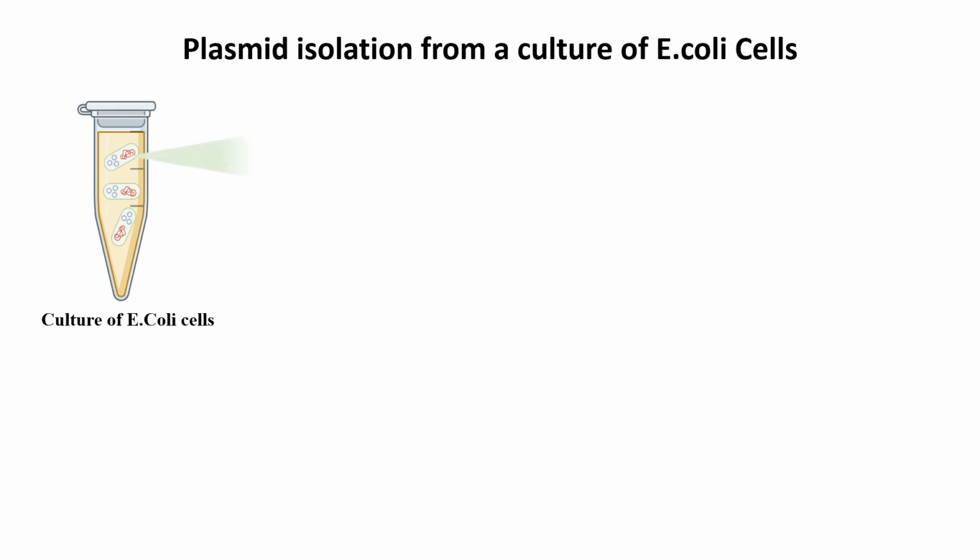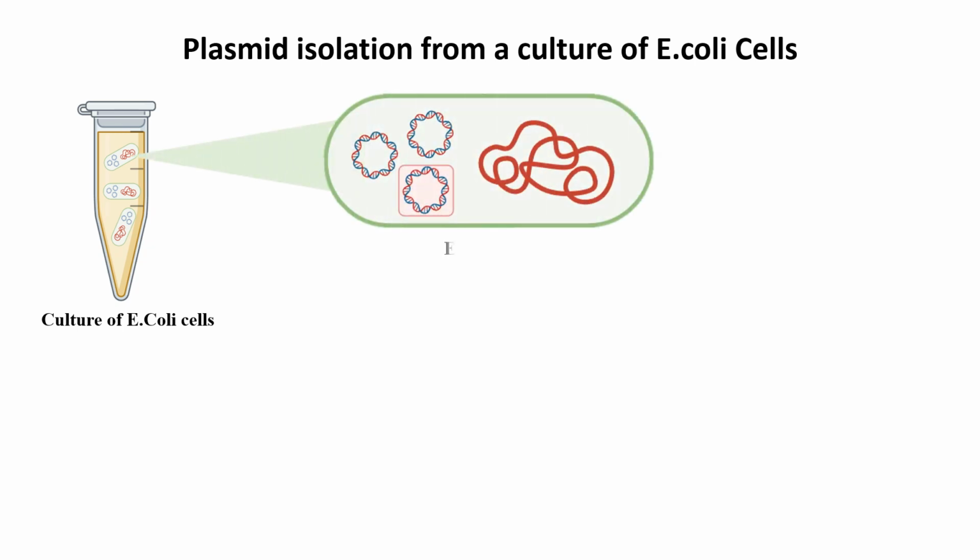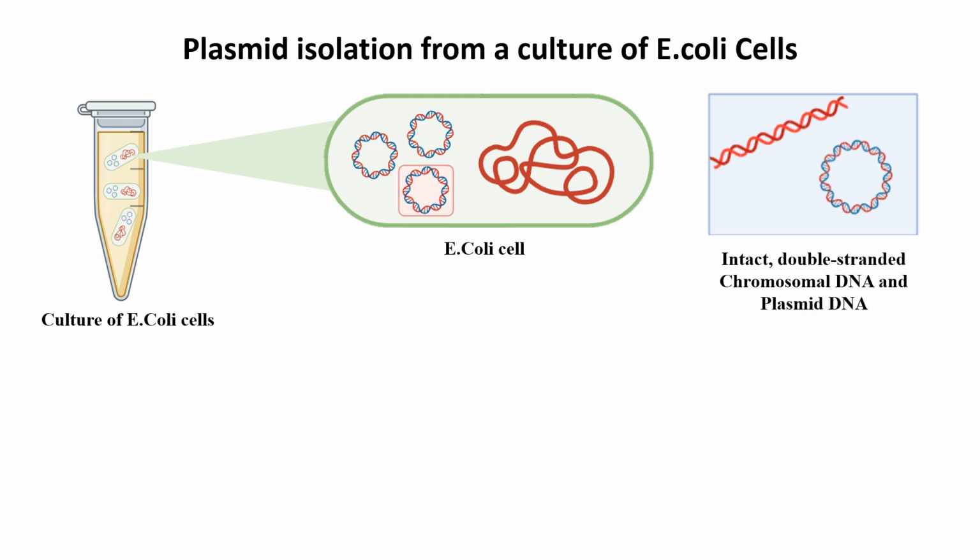top. Inside each cell, there are circular plasmid DNAs represented in red-blue circles, and a larger tangled chromosomal DNA shown as a red tangle. The top right panel here shows the intact, double-stranded structures of chromosomal DNA (red) and plasmid DNA (red-blue circle) before treatment. The chromosomal DNA is a long, linear structure, while the plasmid DNA is a smaller, circular structure.